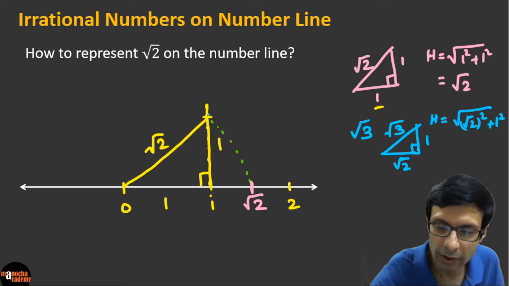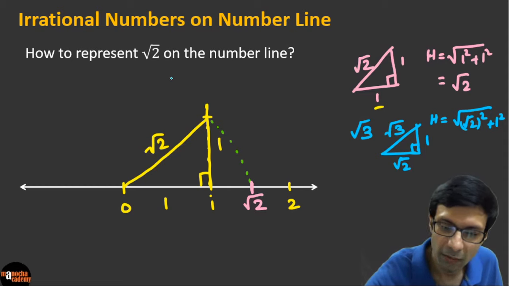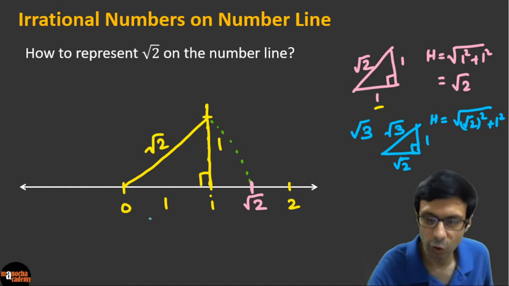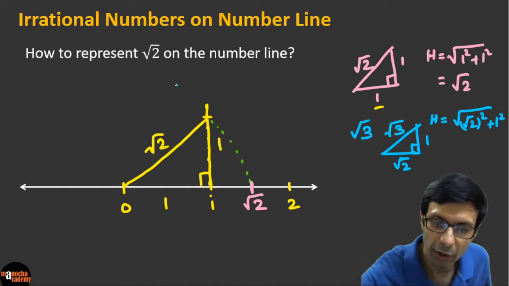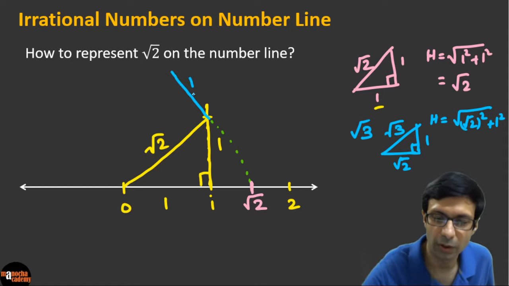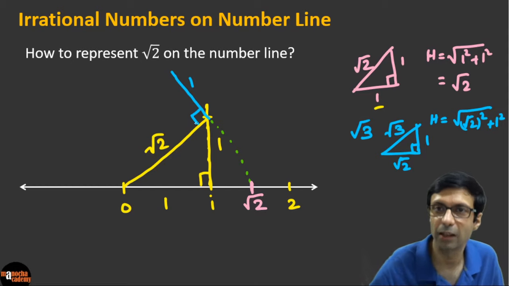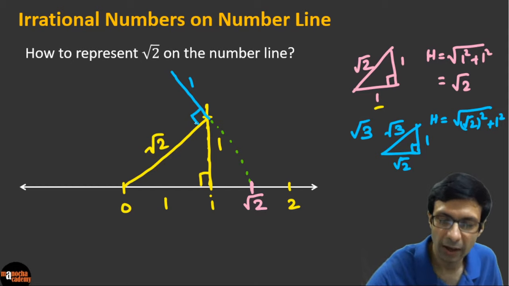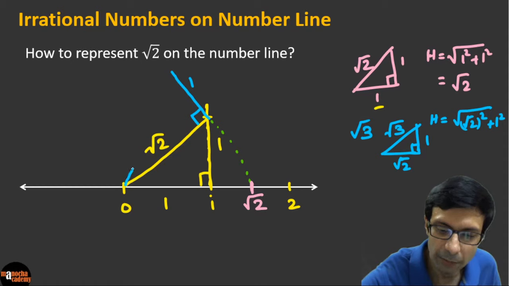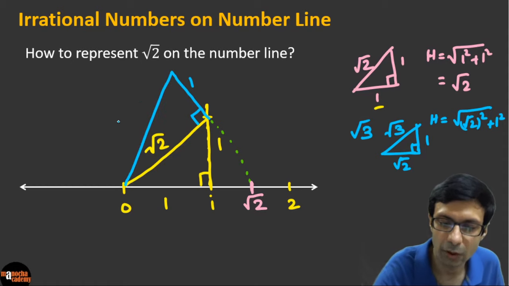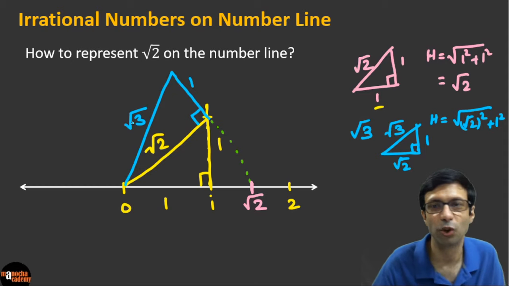So what we're going to do is make a perpendicular here of 1 unit. You can either do that on the number line or we'll do it here, right? So we are going to make a perpendicular here of length 1 unit. So this is 1 and it's perpendicular to this root 2. And let's complete this triangle now. Guys, can you see that? So what is this triangle going to be? This is root 3, right?